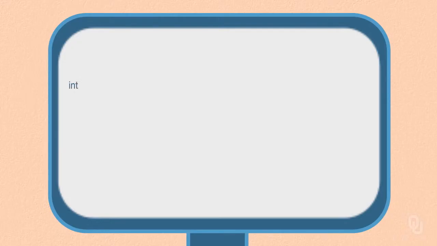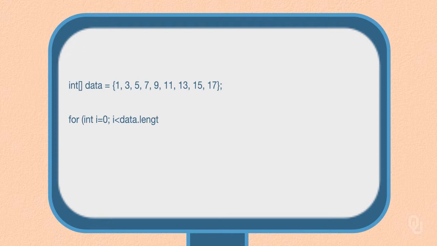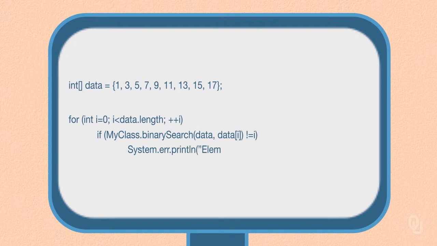We should check that the last element in the array can be found. In fact, we could write a test that checks every item in the array can be found, just like the test below. int[] data = {1, 3, 5, 7, 9, 11, 13, 15, 17}; for (int i = 0; i < data.length; ++i) if (myClass.binarySearch(data, data[i]) != i) System.err.println("Element " + i + " in the array was not found.")